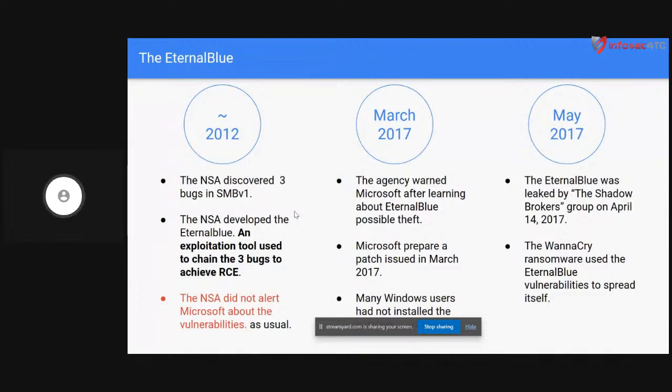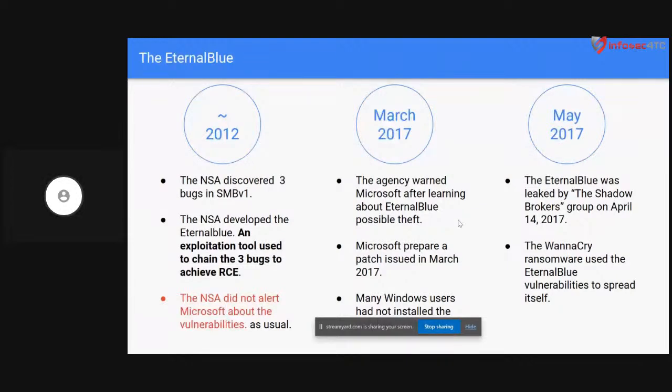And the most important part in this story, at least for me, is that the NSA didn't alert Microsoft about this vulnerability, as usual. After a whole 5 years of discovering this vulnerability and maybe using it, the NSA finally warned Microsoft. This is because they knew that this tool, the EternalBlue exploit, had been leaked from their database, and United States agencies don't like to have partners.